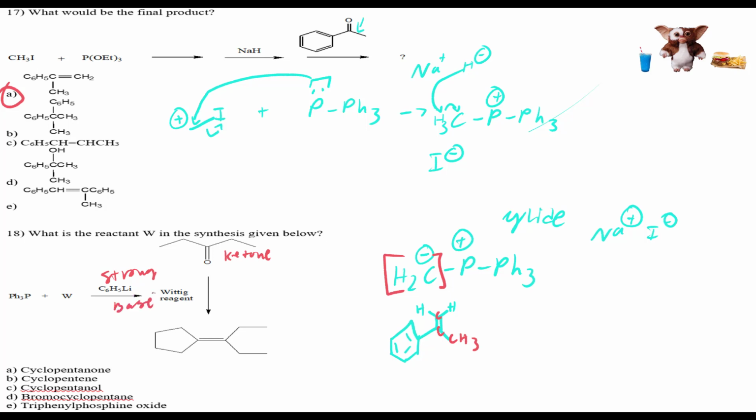And so it can take a hydrogen from a carbon and it can form the ylide. But how am I going to do that? Well, what if I had, like, a bromocyclopentane? What if? Why would that work? Why would bromocyclopentane work? Well, look at it.